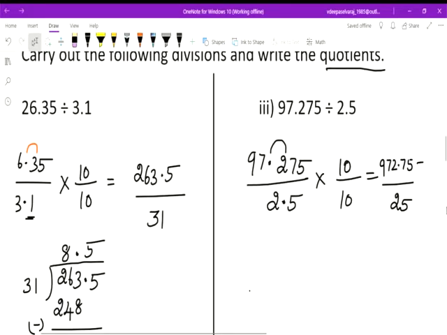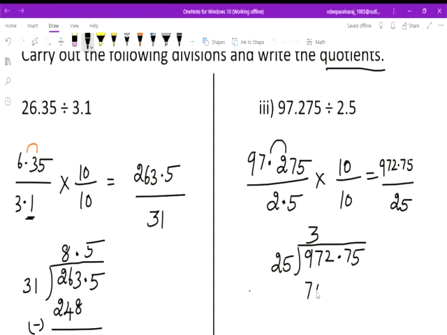Now we are going to divide this number. 972.75 divided by 25. Here 2 digits are there, so you first take the 2 digits, 97. In 97, how many 25 are there? 3 times. So 3 into 25, what you will get? 75. Now you subtract this, what you will get? 7 minus 5, 2. 9 minus 7, 2. Okay, and take the next digit, it becomes 222.